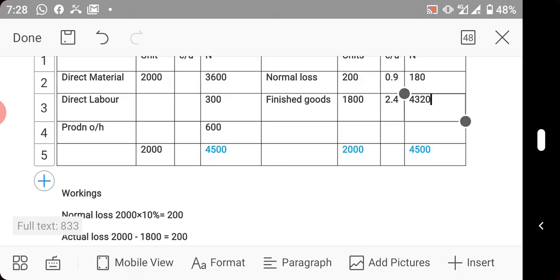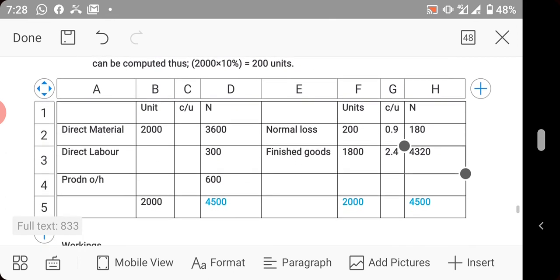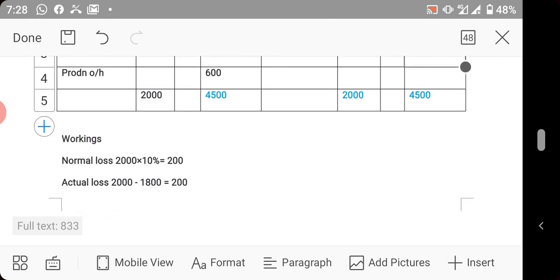However, this is just the introduction of our process costing. In our next class, we'll look at process costing too and take further hard questions for you to understand what process cost is all about.